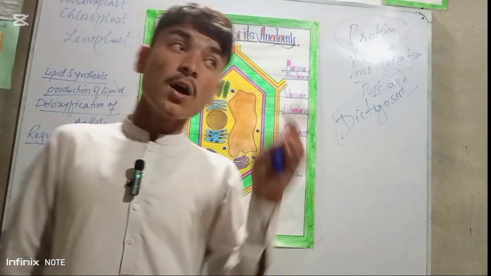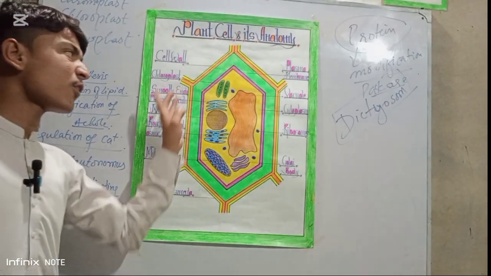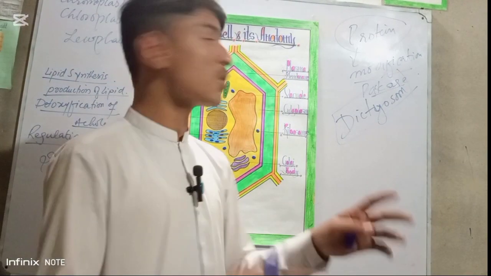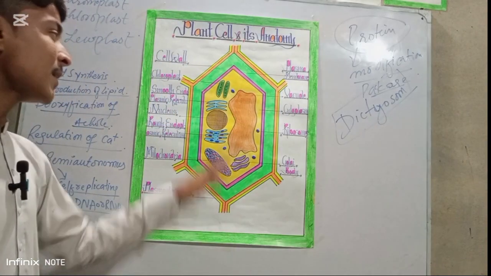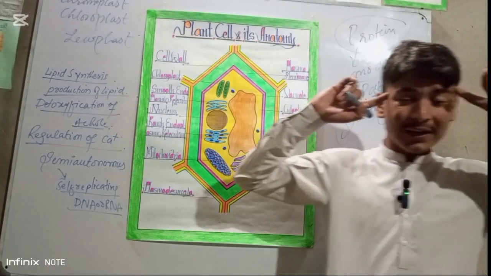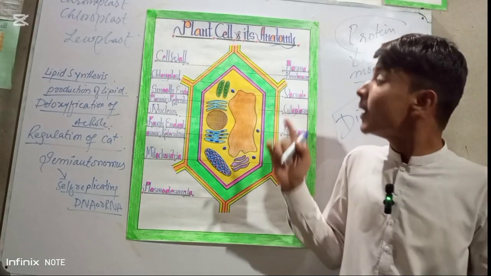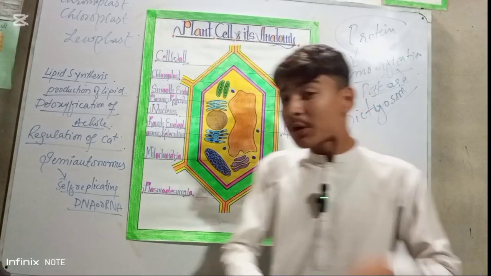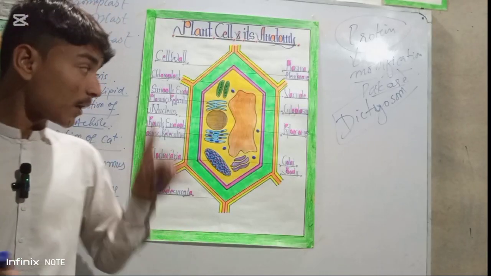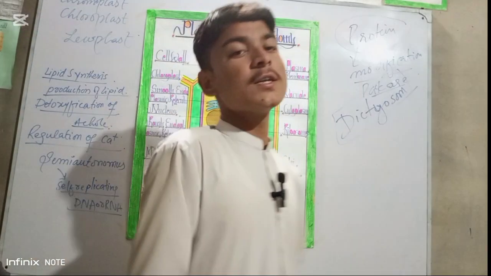It controls the whole activities of the cell, meaning the different functions occurring in the cells. These functions are controlled by the nucleus. The nucleus has the ability to control the whole cell, like our brain has the ability to control the whole activities of the body. So the nucleus has the ability to control the whole activities of the cell.